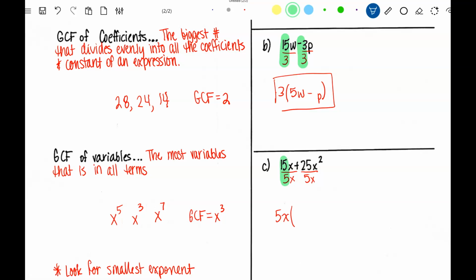Divide left to right. 15 divided by 5 is 3. 1 minus 1 means there's not an x that comes down. 25 divided by 5 is 5. 2 minus 1 means there's 1x that comes down. So if you need that exponent there, you can.